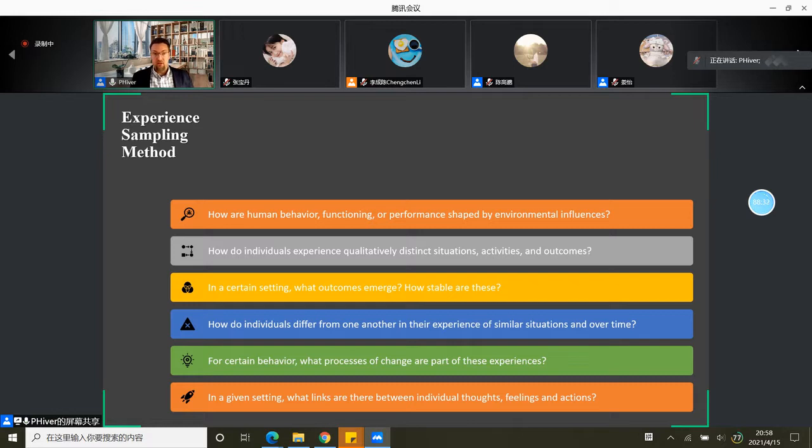When we look at certain behaviors, what kinds of change are part of these experiences? Remember, we're collecting sampling experience many times, and that allows us to kind of model processes of change. And then in a setting, what links can we find between thoughts, feelings, and actions? If everything is connected and everything counts, then we can look at those things using ESM.